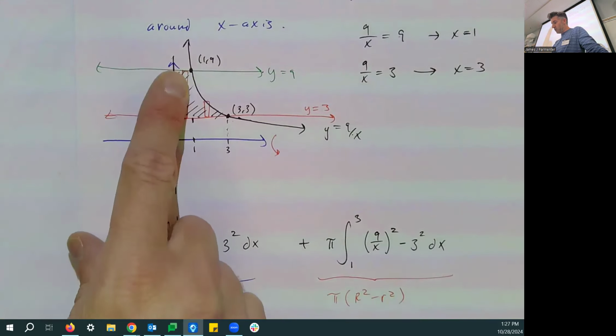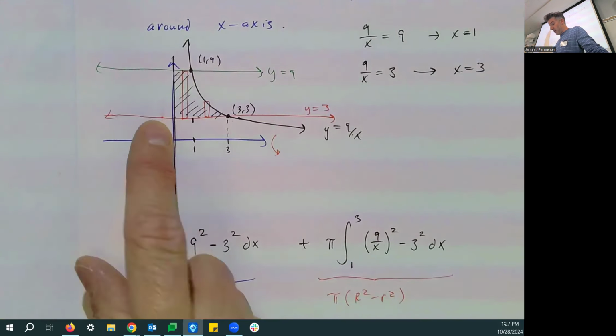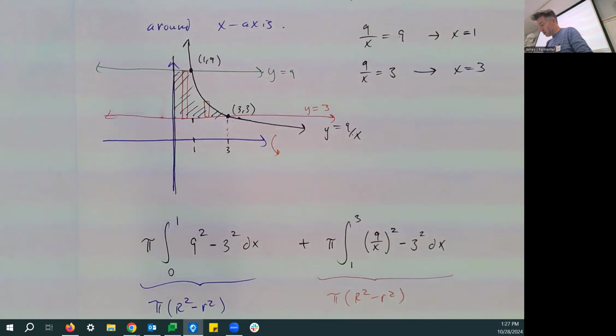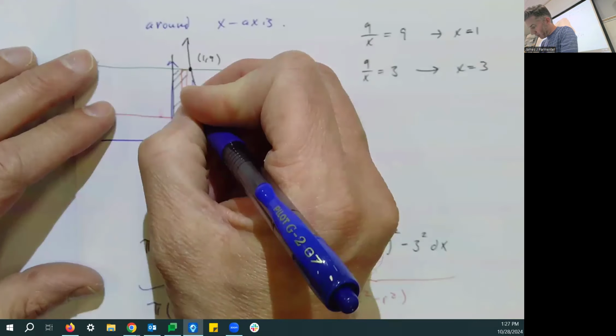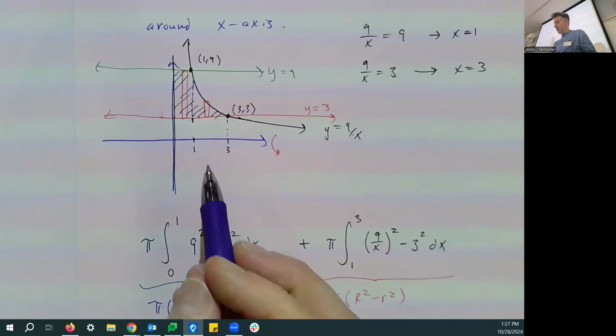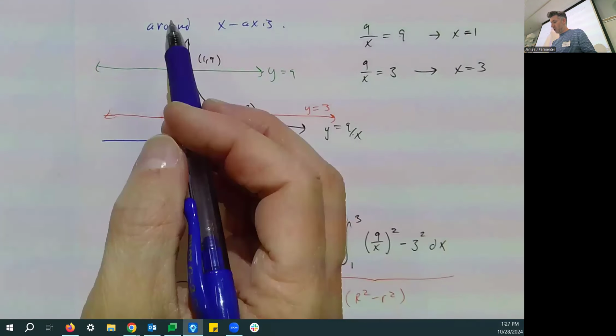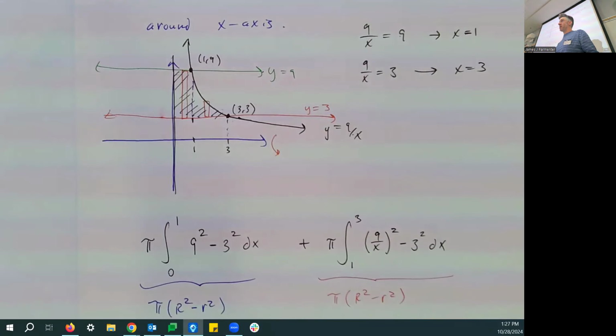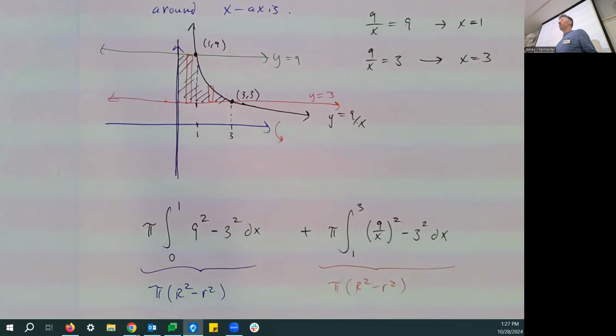But if I shift my strip further right, further than x equals 1, one of those boundaries changes. Now the top function is no longer y equals 9. The top function is y equals 9 over x. That means we have a different outer radius, which means we have to do a different integral. So that's really the deciding piece of information.